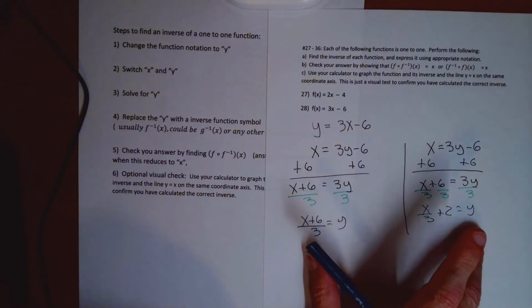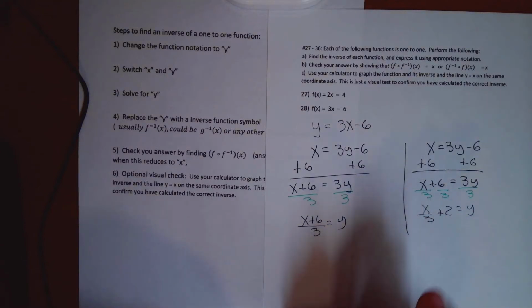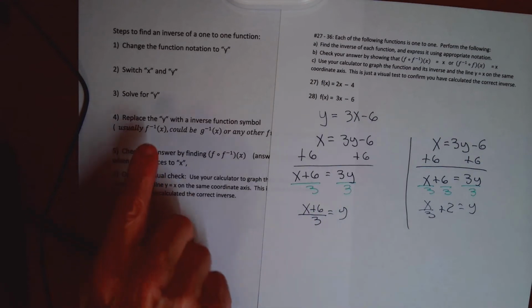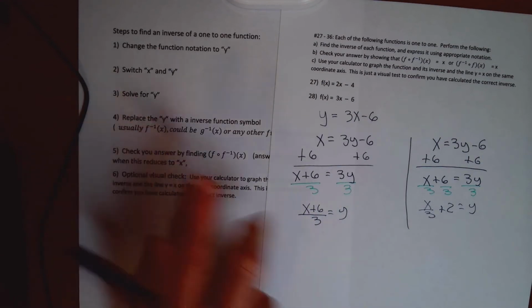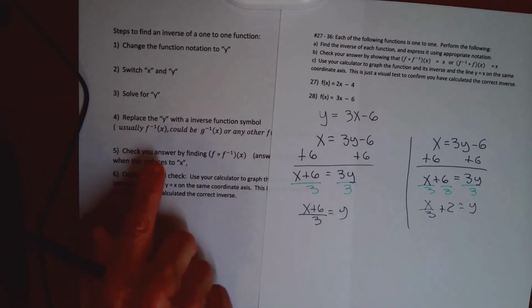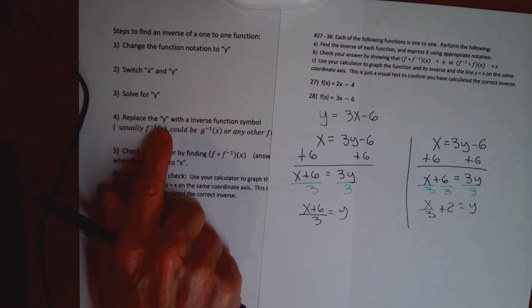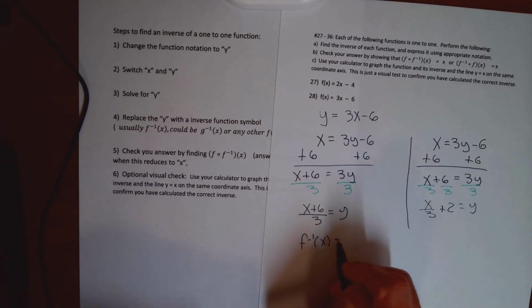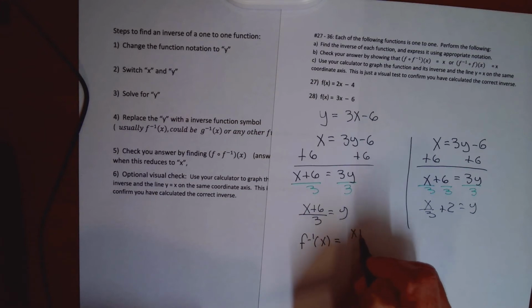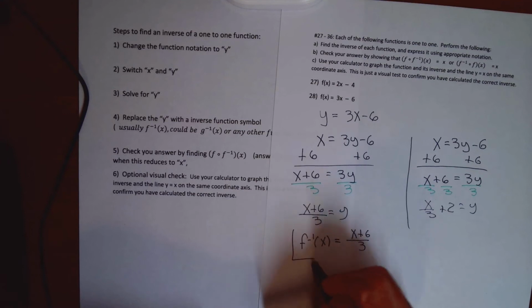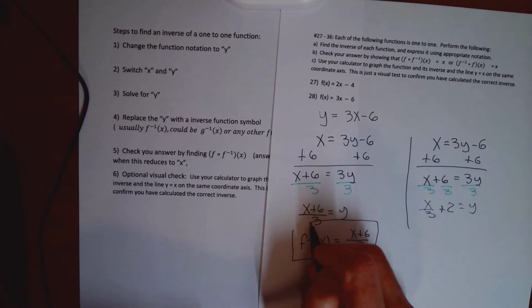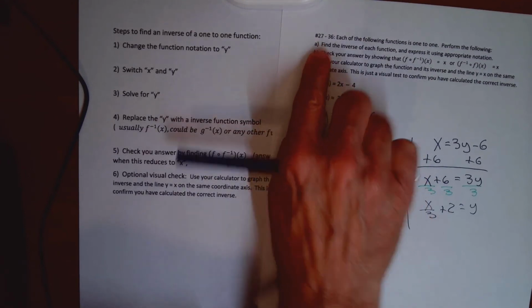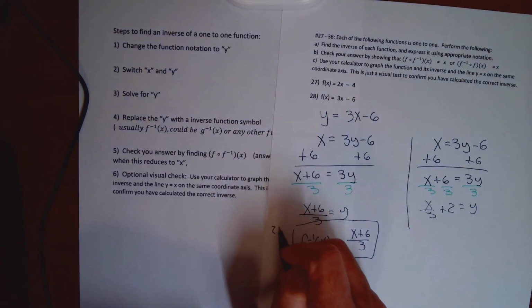They're both the inverses, but I don't have the inverse symbol written yet. So I've solved for y 2 different ways. I'm going to just use this way. Now I'm going to replace the y with the inverse symbol. Since the function is f, the inverse symbol is f inverse of x. I'm going to write the inverse to the right of the equal sign. This is my inverse, and in terms of this, part A says find the inverse. This would be the answer to 28a.